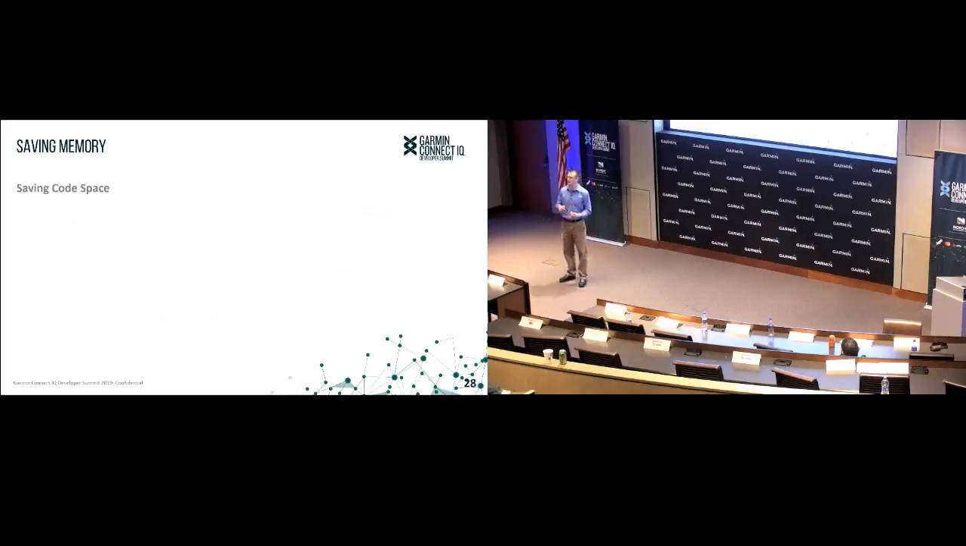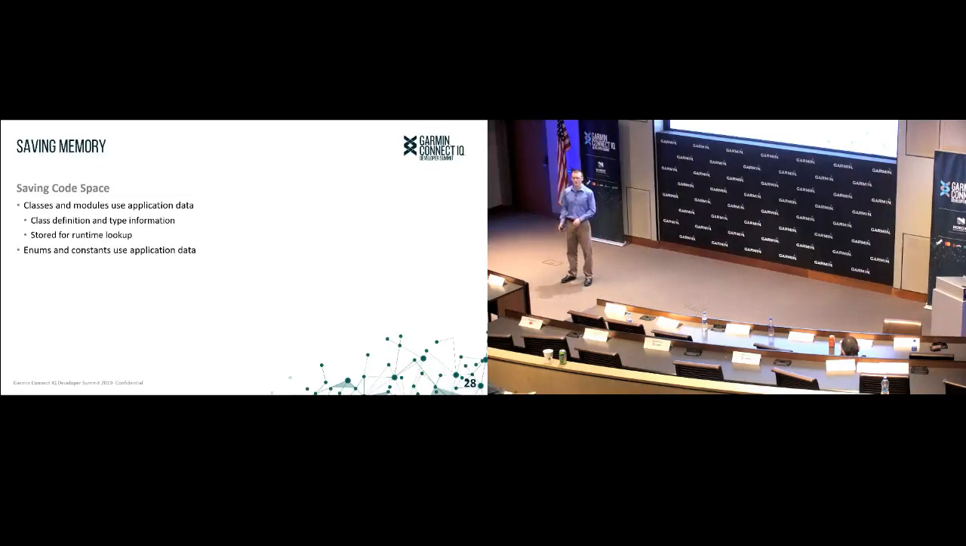Well, there's another place you can save memory, and that's in your code space. Your code space counts towards your memory limit whenever you're running. One of the heavy hitters here are classes and modules, because they need to store type information for lookup at runtime. The reason is that Monkey C is a duck-typed language, so it needs to know what the types are at runtime to figure out the appropriate action when you call a function on an object. Where does it start looking? What class does it look for that function in?